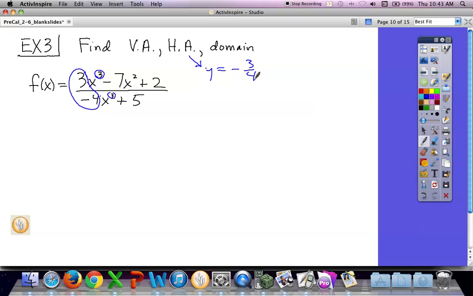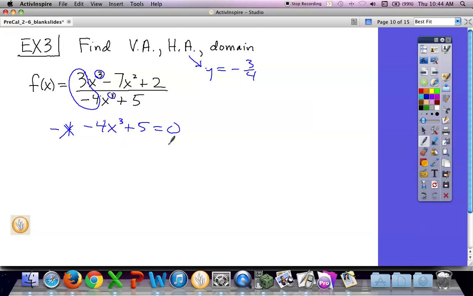Okay, now we need to find the vertical asymptote. Remember, how do you find vertical asymptotes? Set the denominator equal to 0, solve for x. Negative 4x to the third plus 5 equals 0. Right, solve for x.